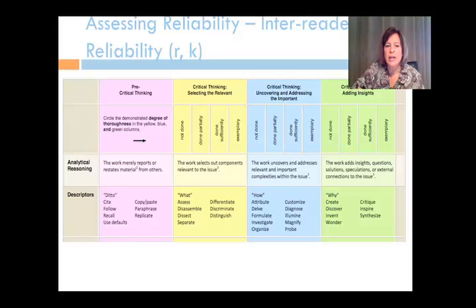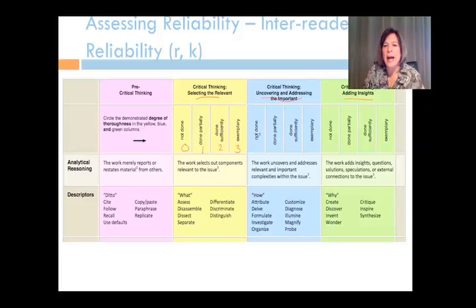Here is a critical thinking rubric in which there are 3 capabilities: 1, selecting the relevant, 2, uncovering and addressing the important, and 3, adding insights. And within each of these capabilities, we have a possibility of 0, 1, 2, 3. And these are much more categorical.